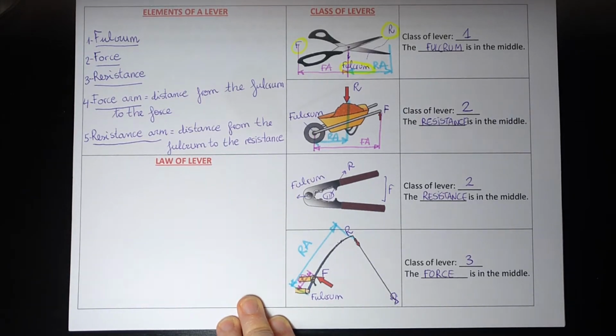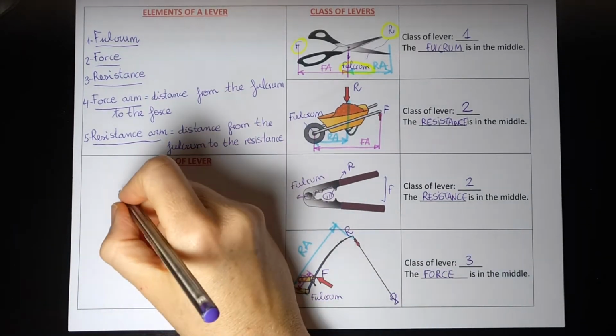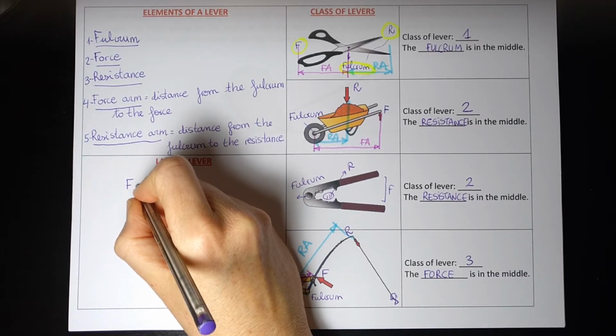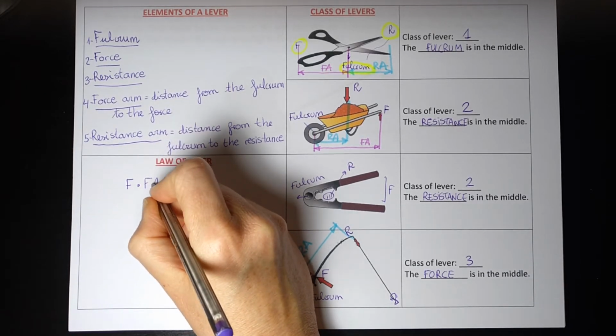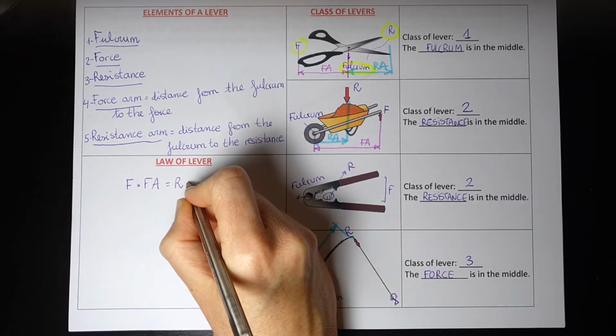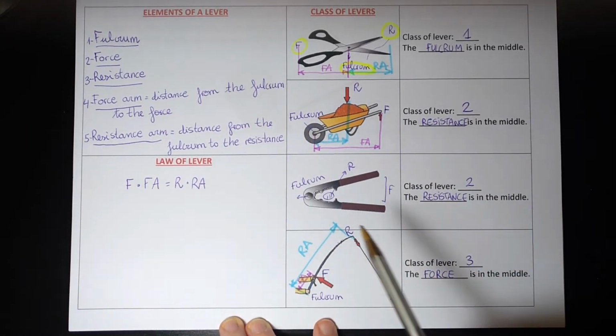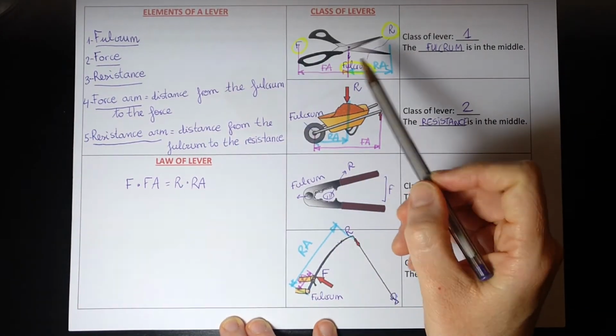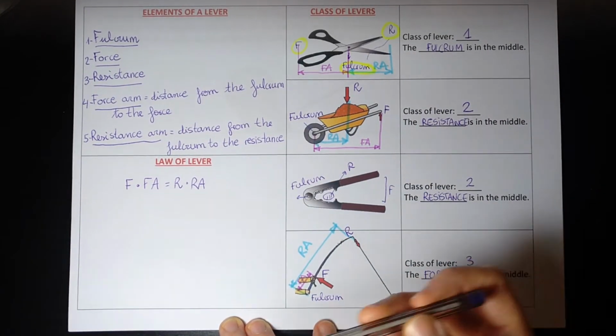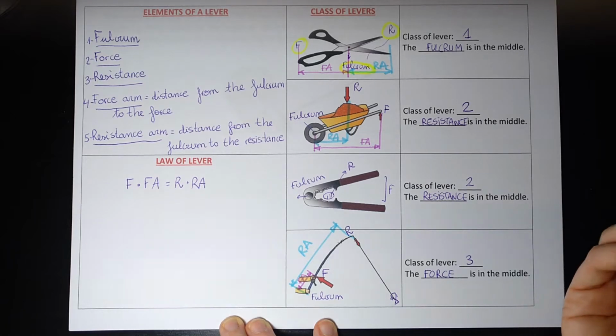The law of lever, la ley de la palanca, says that a lever is balanced when the force times the force arm equals the resistance times the resistance arm. When I mean that a lever is balanced, I mean tengo una palanca en equilibrio, okay?